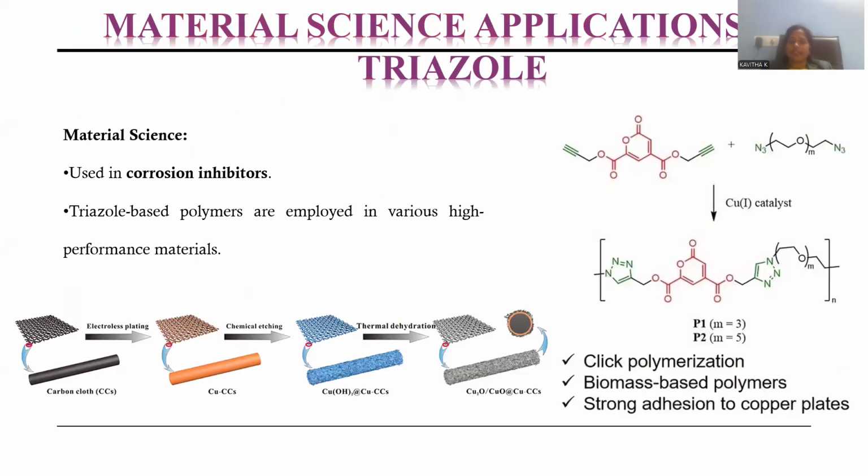And the material science applications are also vital for this triazole molecule. Triazole is more potent towards the formation of triazole polymers. So here you can notice the coumarin based triazole polymer. This is synthesized by means of click polymerization, and indeed a biomass polymerization process is employed for this one. And that polymer which is generated has a strong adhesive tendency upon copper plates, so that it is effectively coated on the copper plates as an adhesive, right? So that corrosion tendency will be mitigated.